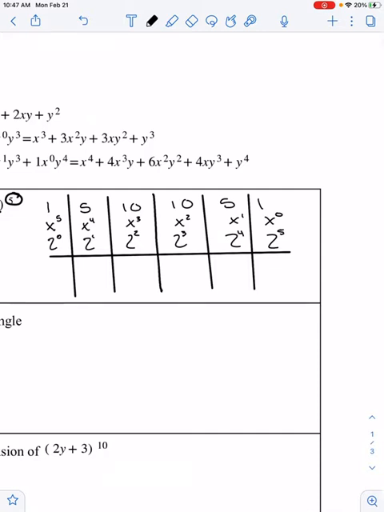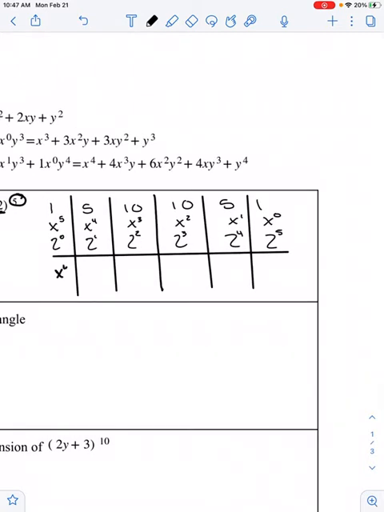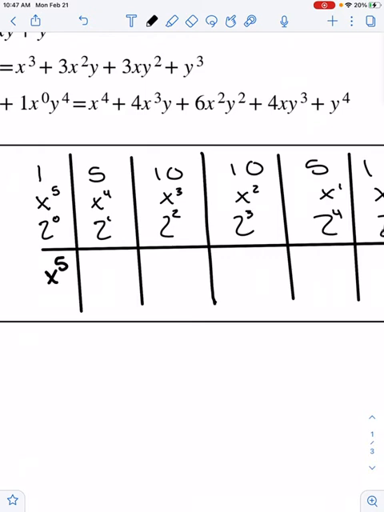So let's start with the first column. 1 times x to the 5th times 2 to the 0. So 2 to the 0 is 1. 1 times x to the 5th is x to the 5th times 1 is x to the 5th. Then we have 2 to the 1 is 2. x to the 4th is x to the 4th. So that's 2x to the 4th. Times 5 would be 10x to the 4th. 2 to the 2nd is 4. So 4x cubed times 10 is 40x cubed.